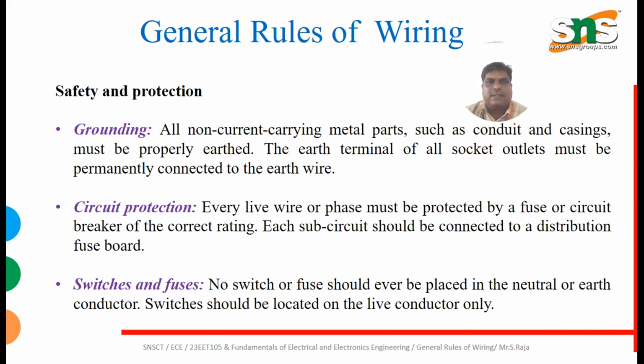Grounding. All non-current carrying metal parts such as conduits and casings must be properly earthed. The earth terminal of all socket outlets must be permanently connected to the earth wire. Circuit protection. Every live wire or phase must be protected by a fuse or circuit breaker of the proper current rating. Each sub-circuit should be connected to a distribution fuse board. Switches and fuses. No switch or fuse should ever be placed in the neutral or earth conductor. Switches should be located on the live conductor only.